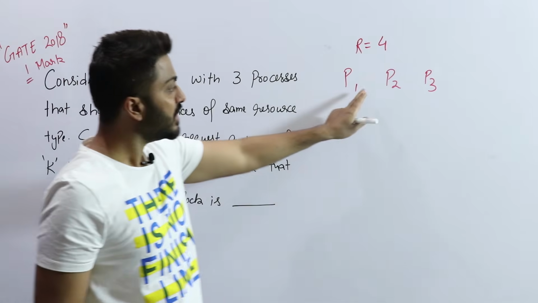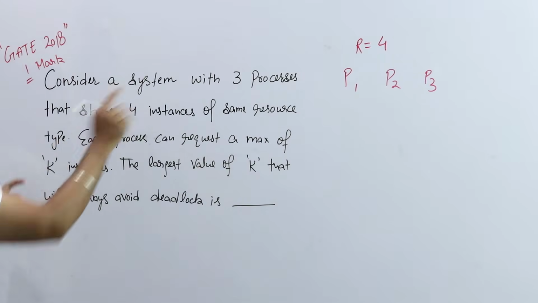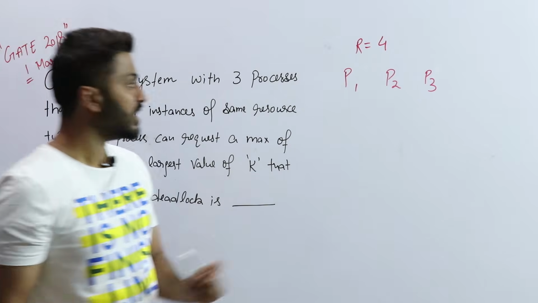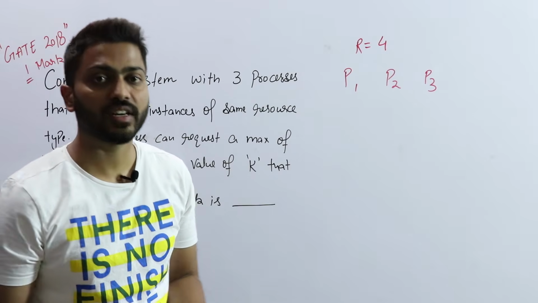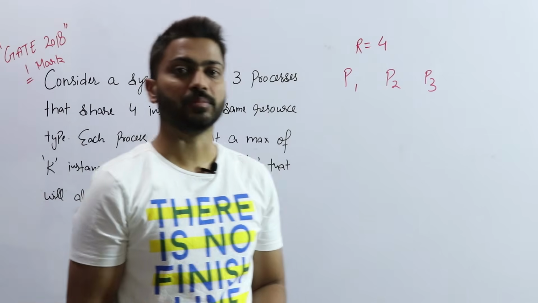Now they are saying that these 3 processes can request a resource k unit, means k instances. A process can request for k instances. You have to find the value of k, and the value of k should be maximum.